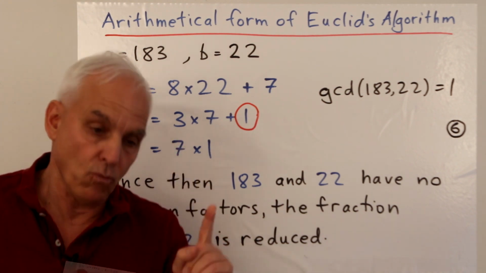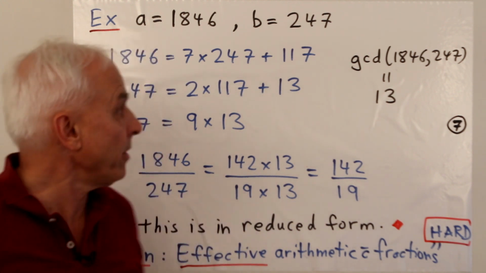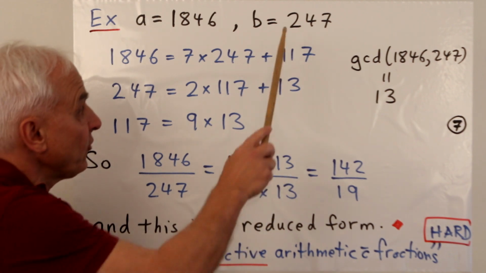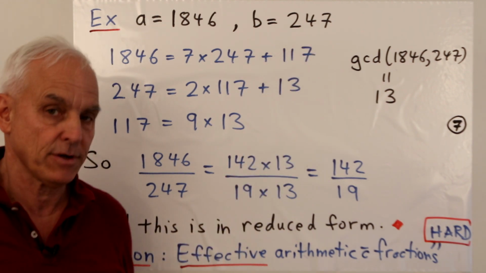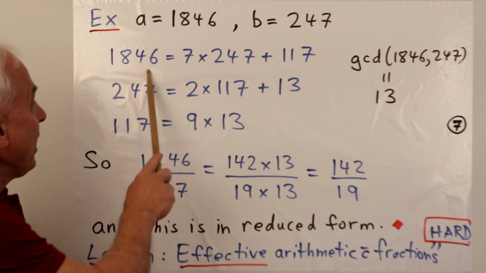Let's look at another example where the GCD doesn't turn out to be 1. So A is 1,846 and B is 247. Somewhat bigger now. So let's divide A by B.